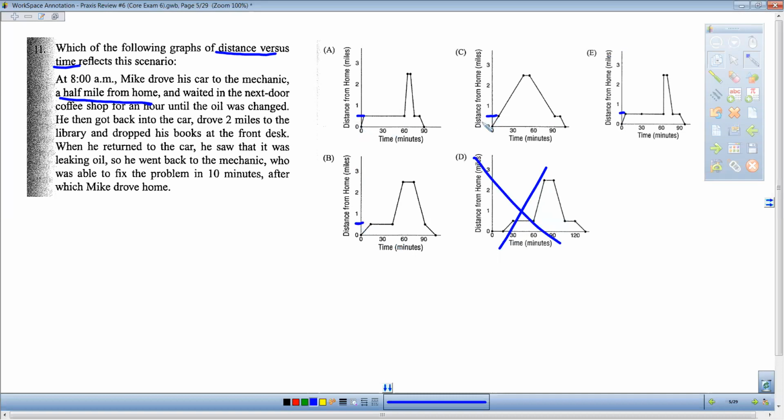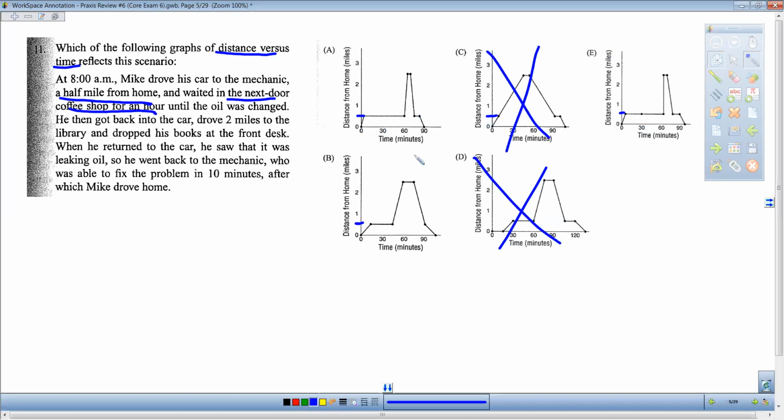So each of these would still represent part of this, but he drove half a mile from home, and he waited next door at the coffee shop for an hour. So you're looking for this time where he drives and he waits for an hour. Well, this line doesn't quite show, and this line shows that there was never a wait at all, and it's not even quite an hour. So C is out. This one shows a drive and a wait for an hour.